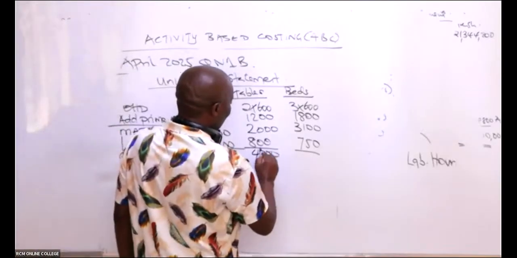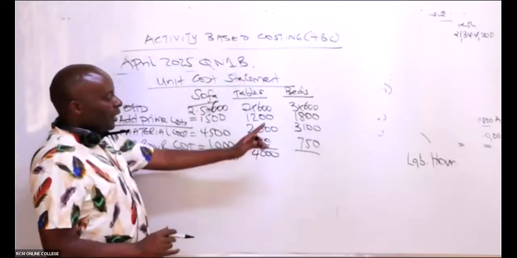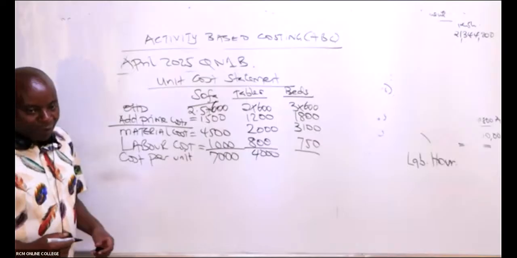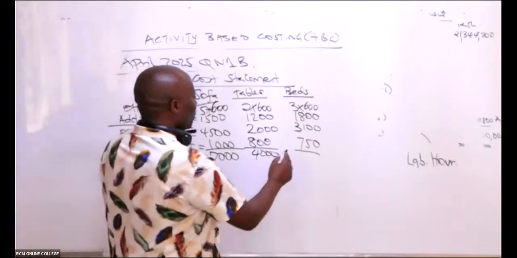4,000. The third one, 1,800 plus 3,100 plus 750. 5,650. Thank you so much.